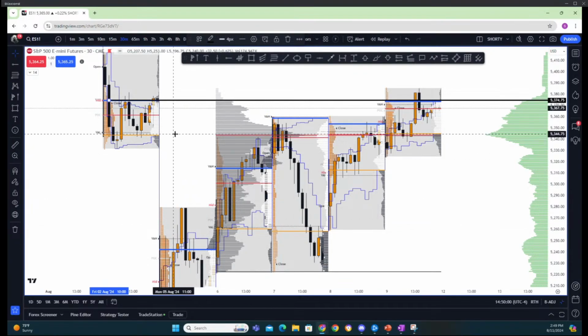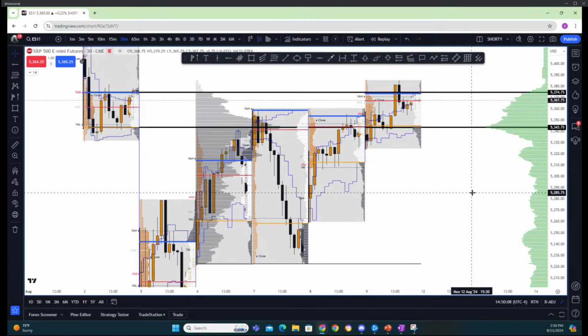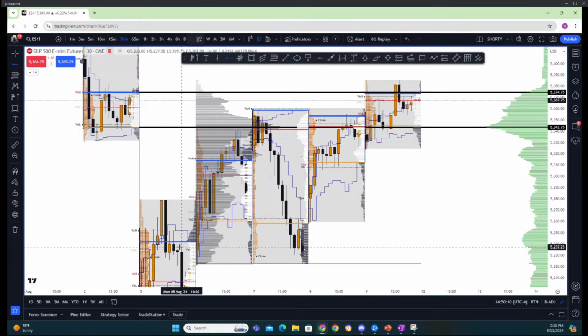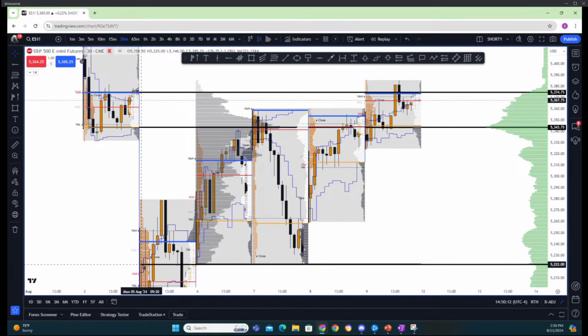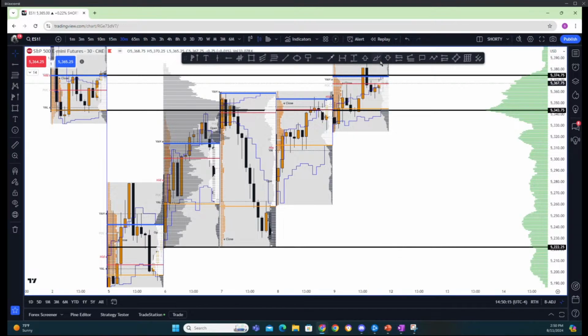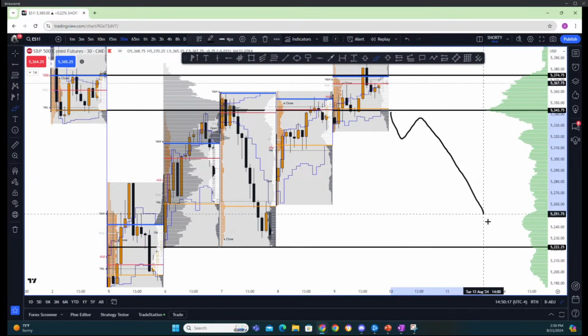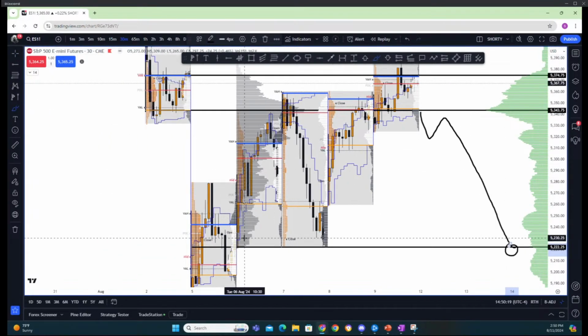So bears don't have a lot of room for error, but if they lose this value area low of Friday, which happens to be the 4-day POC, which happens to be the yearly POC, big, this level comes in surprisingly fast here at 22. So it would be something like that. That's if they lose it, right?